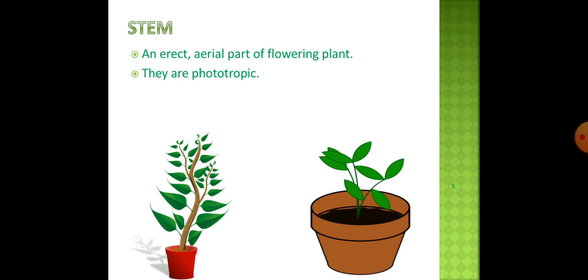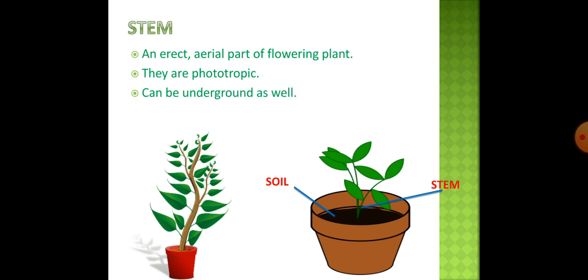They are phototropic. Now what is phototropic? Photo means light, and they always grow upwards in the direction of light. Now if you see the structure of plant, then this is stem and this is soil. Now this stem grows towards sunlight, and that's why they are called phototropic.